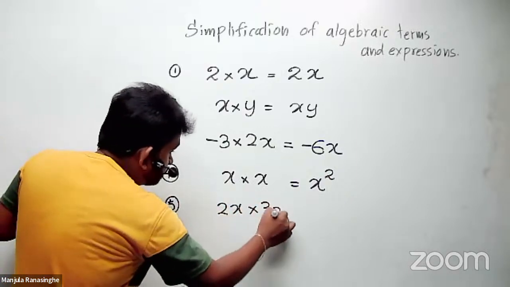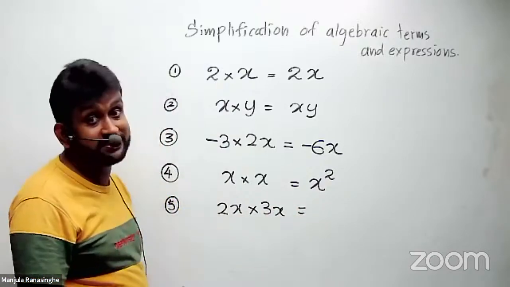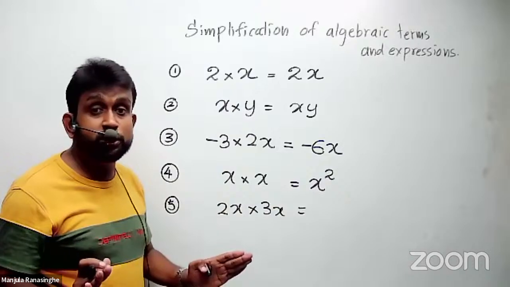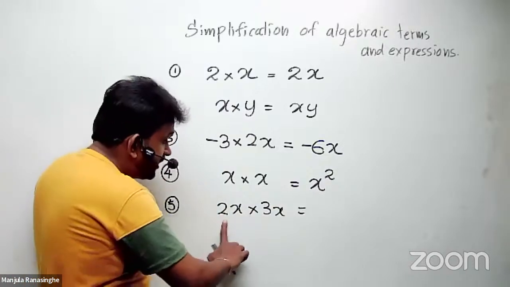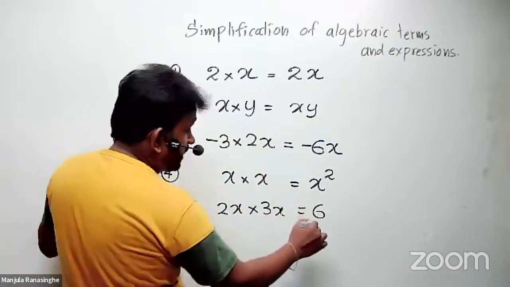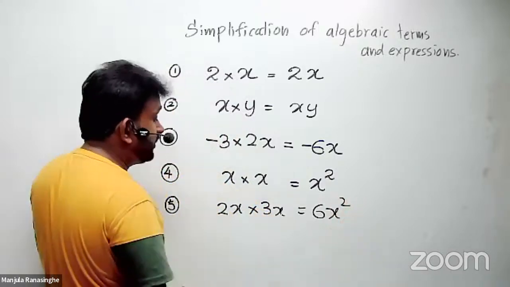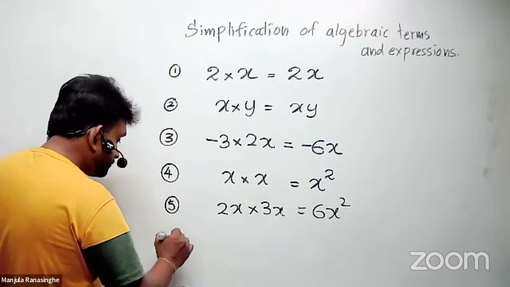So these are very important in dealing with questions. 2x into 3x. Now here the coefficient of x is 2, coefficient of x is 3. Now in such multiplication, we have to multiply these numeric terms separately. 2 into 3 becomes 6. x into x becomes x squared, always x squared. So that means 2x into 3x means 6x squared.